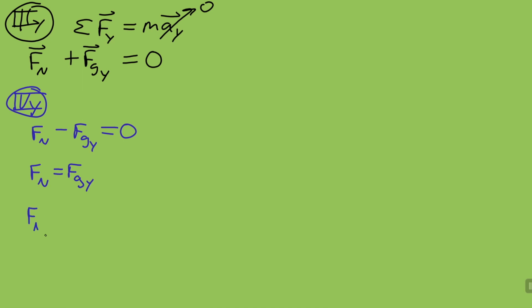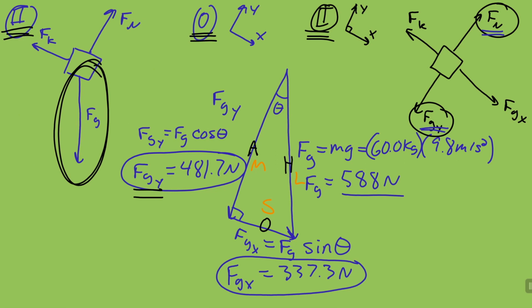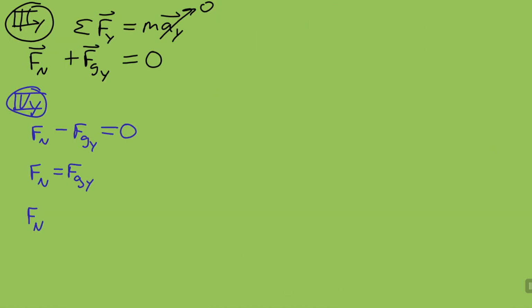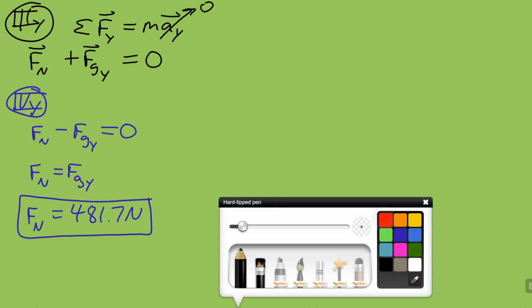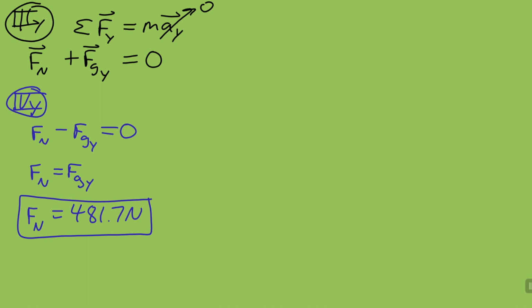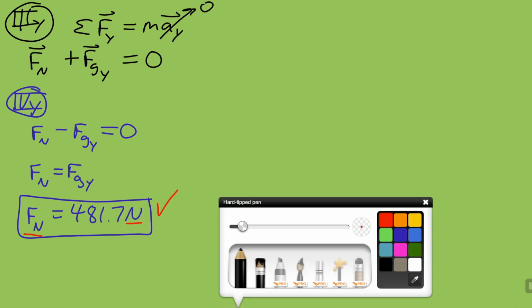Now, if we go back to our step 0, I've actually already figured out what f sub gy is. That's this guy right here. So that's 481.7 newtons. Put a box around it. Do a step, does this make sense? I solve for the right thing. Normal force, it's in units of newtons. So this is good. I've got that one right.